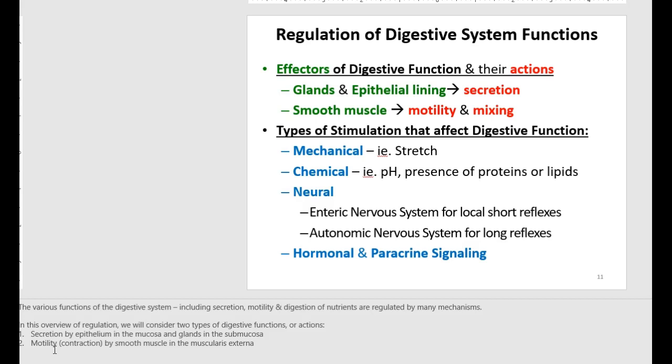So there's different types of stimulation that can affect these 2 functions. Either a stimulus will be mechanical, like stretch, and that will enhance either secretion or motility. Or perhaps the stimulation will be chemical, like the presence of proteins in the stomach would increase its secretions as well as its contraction. Or the stimulation will be neural. Now then, if it's a nerve that's actually causing an increase or decrease in function, it'll come from the autonomic nervous system or one of those plexuses that make up the enteric nervous system.